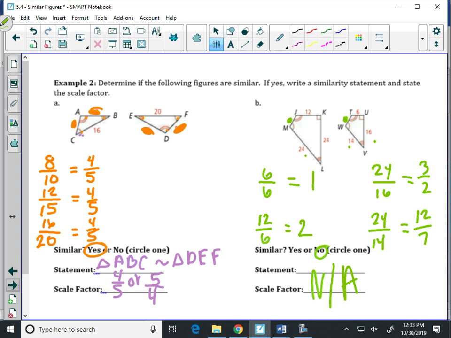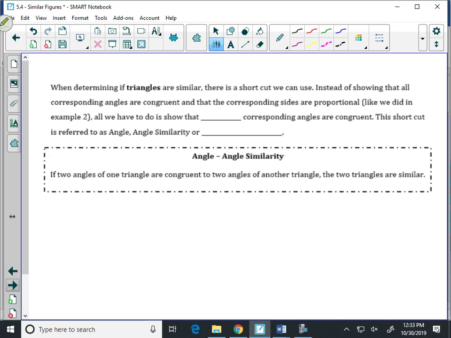Okay, back up 3. Questions over that? Okay. Well, you'll be happy to know there is a shortcut to this. But the shortcut only applies to triangles. You can't use it for any other figure. You can only use it for triangles. It doesn't work for other figures.